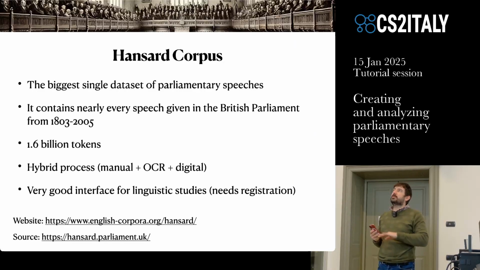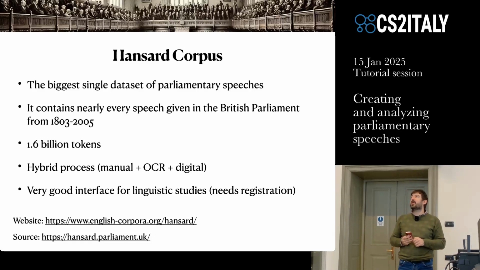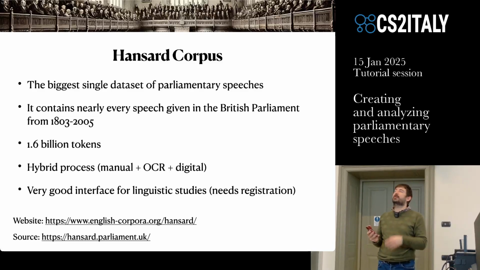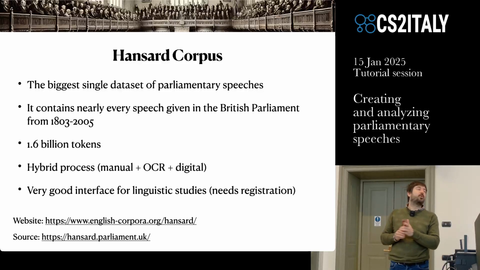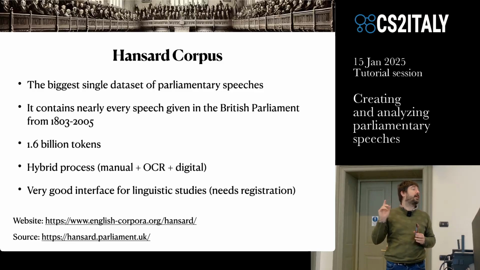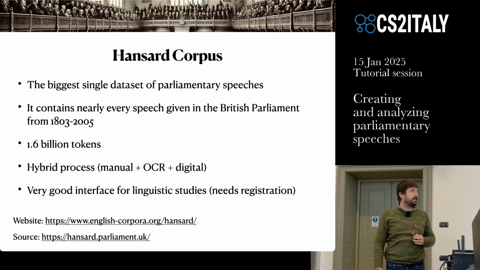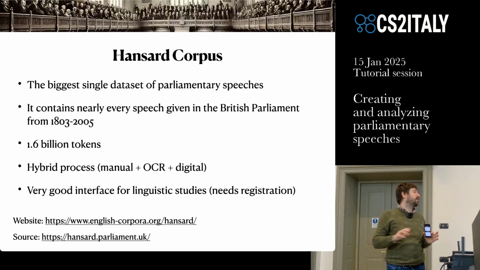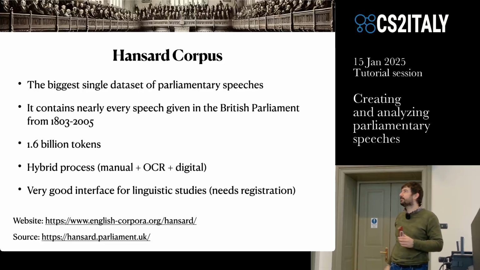The Hansard corpus is the biggest one, as we said. It collects all the speeches from the British Parliament. It has 1.6 billion tokens. Again, it's a hybrid process. It's more hybrid than the other one because some documents were written by hand in the beginning of the 19th century, so they had to manually copy this text. Then they apply OCR for the other documents, and the more recent ones are digital.